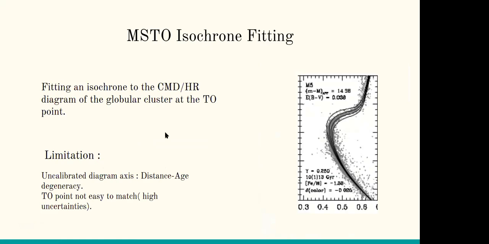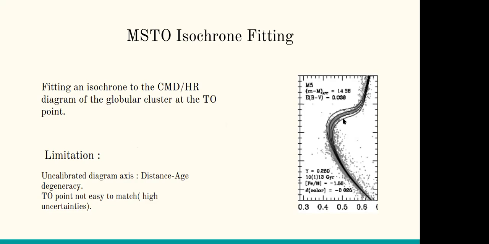So the main sequence turnoff fitting method is basically trying to fit the globular cluster CMD, color magnitude diagram, with an isochrone. An isochrone is a theoretical evolution curve of a star cluster, which takes the initial mass function of the globular cluster and the metallicity as an input, and then we evolve it using a stellar evolution code, and then we try to match it with the experimental CMD diagram to get an estimate of the age of the globular cluster.